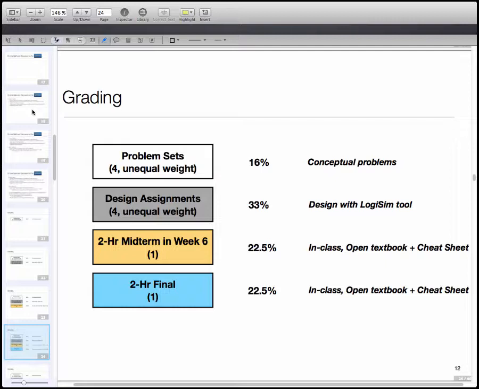Both the exams are equally weighted. They are both 2 hours, so the midterm is actually 1 hour 50 minutes because that's our lecture slot, whereas the final would be actually 2 hours. The final is on the Friday of the finals week at 8 a.m. So early morning.